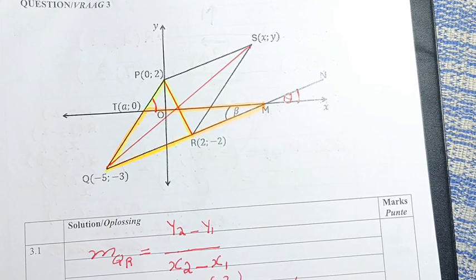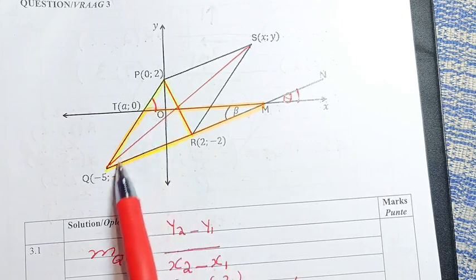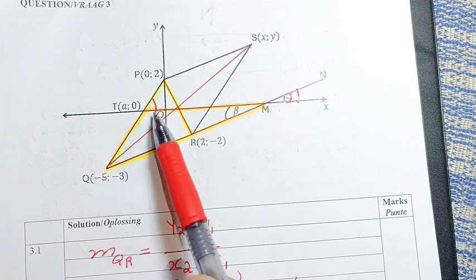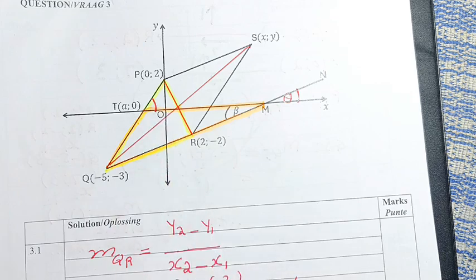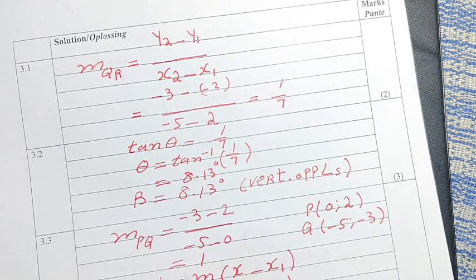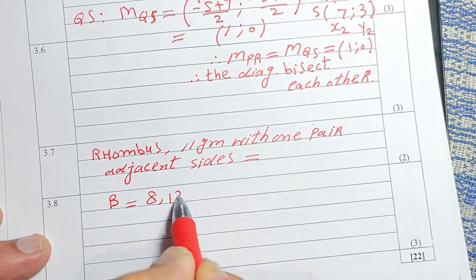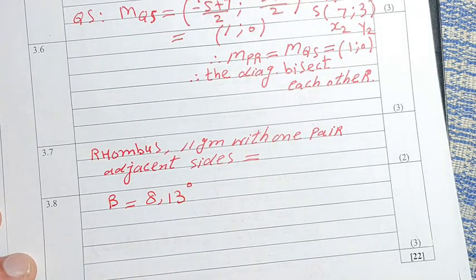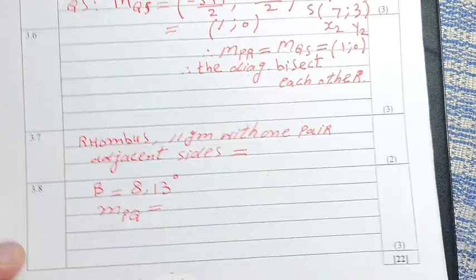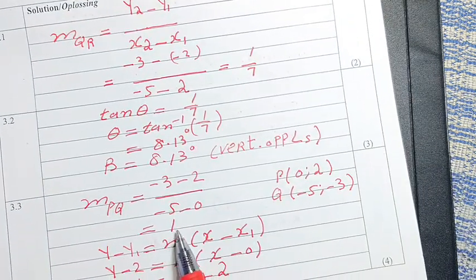Let me show you how to do it. So we've got this triangle, the orange triangle. So I need to find this one. We already have beta. So I have the gradient of PQ. I need to find the angle of inclination here. Don't forget, we already found beta earlier: 8.13 degrees. And we have the gradient of PQ already. The gradient of PQ is 1.